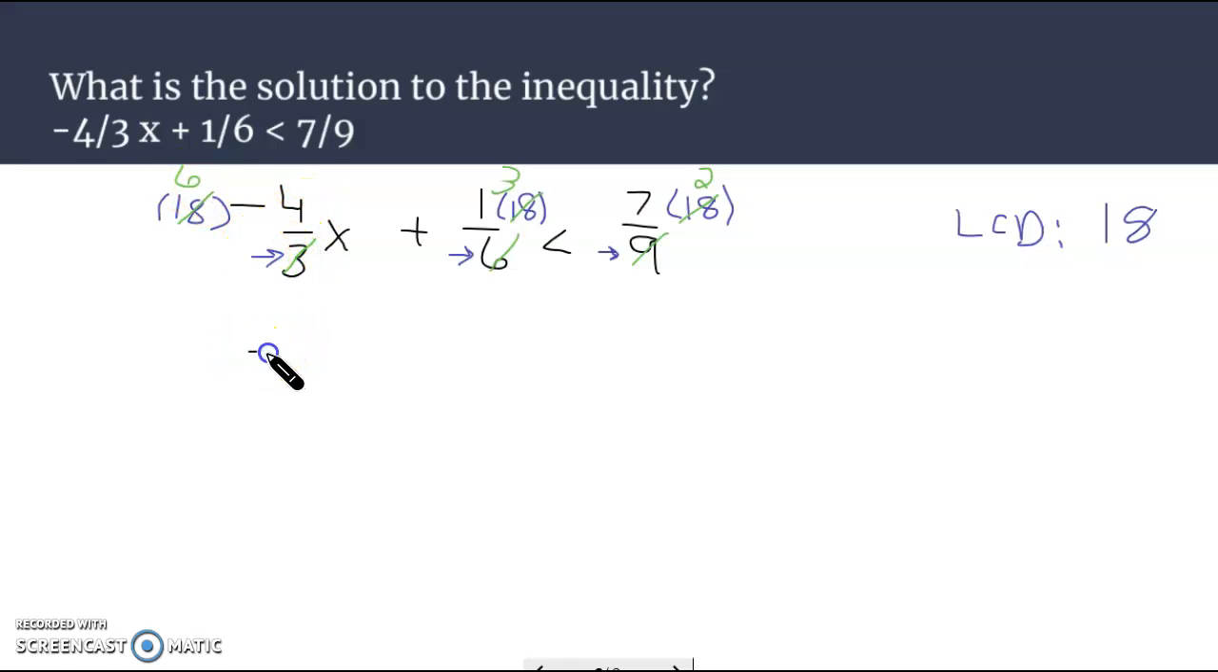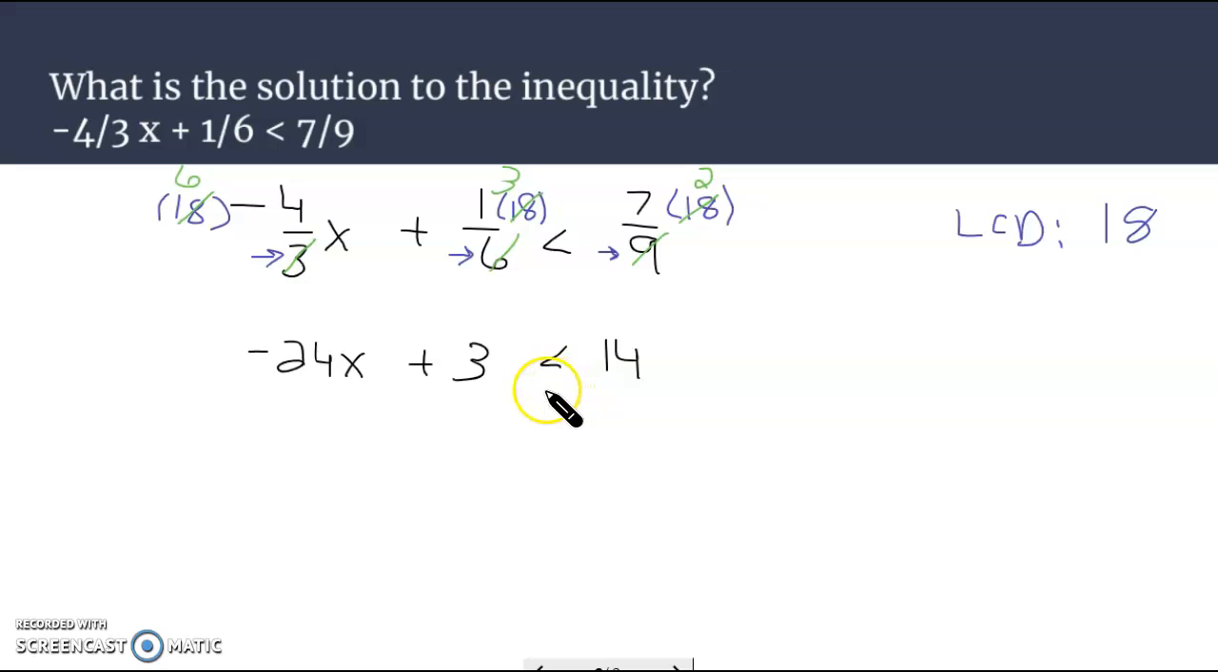6 times negative 4, negative 24x. And on the second term, I'm just left with a 3. And then on the last term here, 2 times 7, 14. So that is a way to clear the fractions. If you multiply all the numerators of all fractions by the lowest common denominator, you can actually clear out the fractions. And notice we just have nice whole numbers here to deal with.